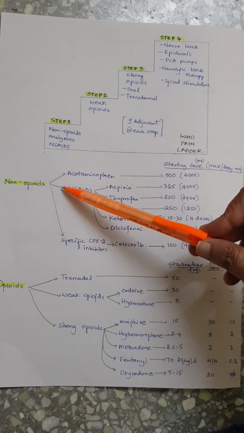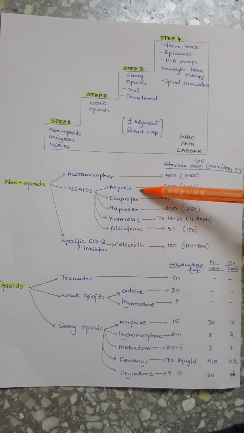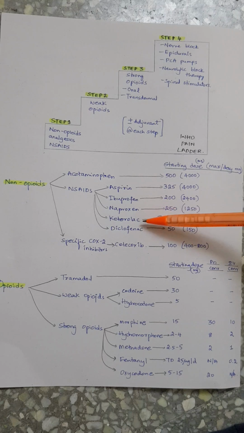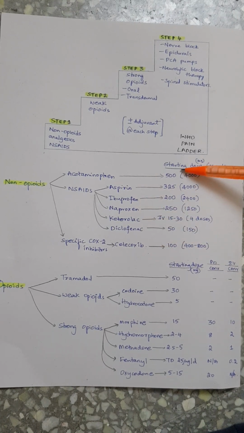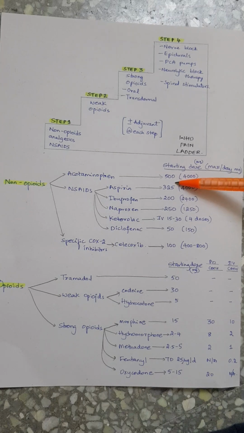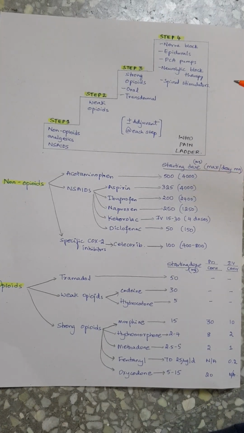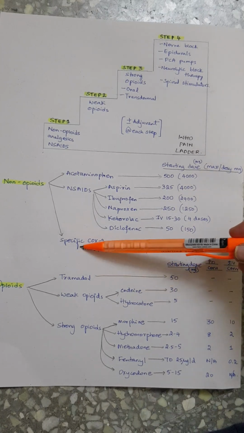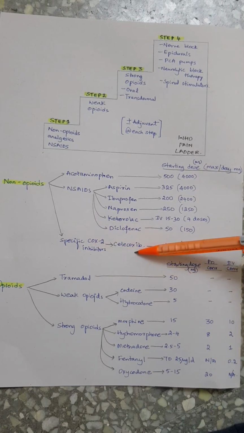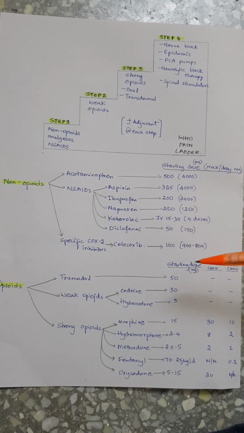Now, among non-opioids, we have acetaminophen and NSAIDs: aspirin, ibuprofen, naproxen, ketorolac, diclofenac. These are the starting doses, and these are the max dose per day in mg. For example, acetaminophen will start at 500 mg, and 4000 mg is the maximum dose.